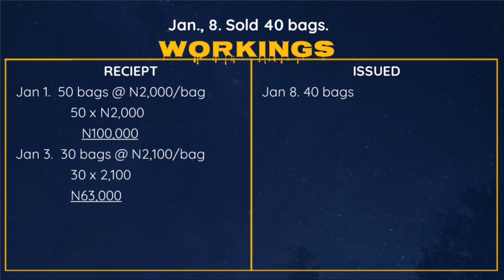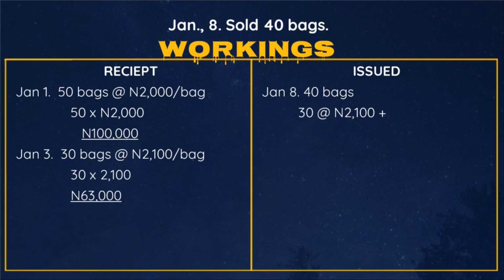Now we want to supply 40 bags. So which means the inventory will be taken from the last one that came in, which means the 30 bags that came in on the January 3rd will be the first to be moved out. So that will be 30 bags of cement at 2,100. They want to supply 40. It remains 10 to complete. So the remaining 10 will be taken from the inventory before.